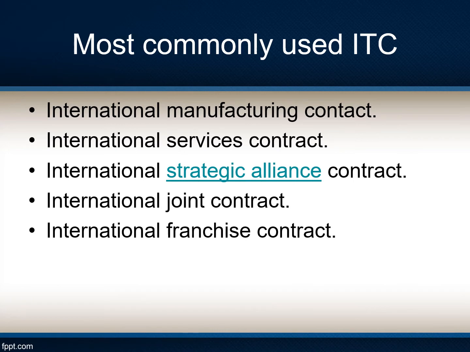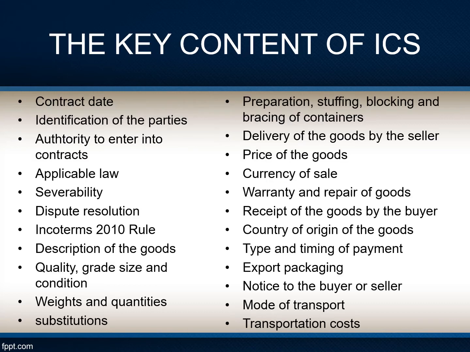Other types of international trade contract are also used in manufacturing. That is the manufacturing contract, the international service contract, and the international strategic alliance contract if there will be some partnership or merging of one company with another company. You also have the joint contract and the international franchise contract.